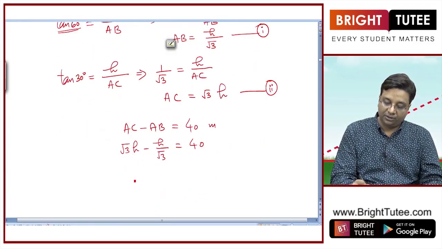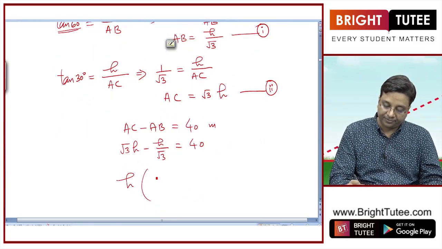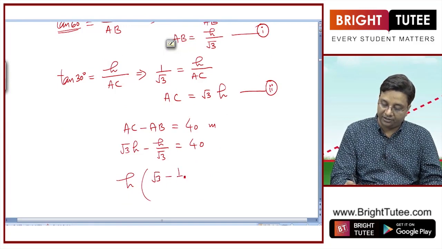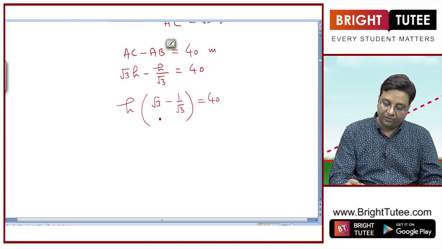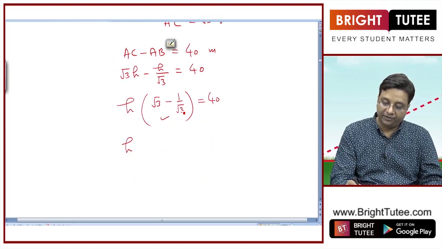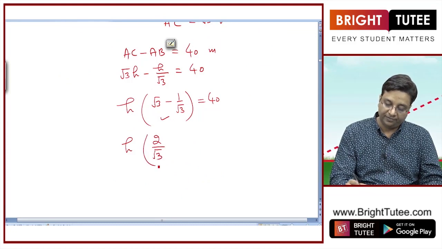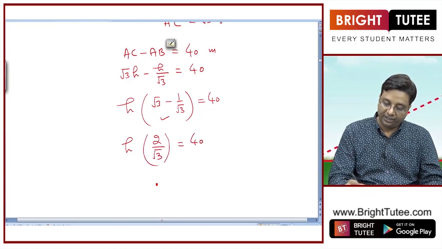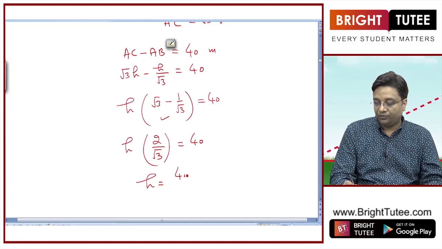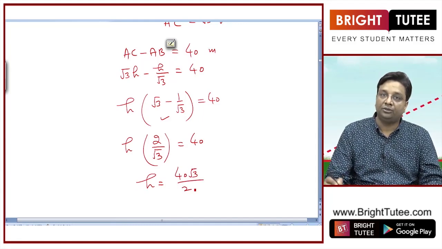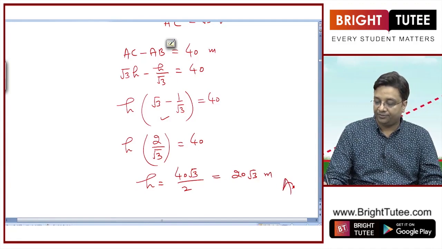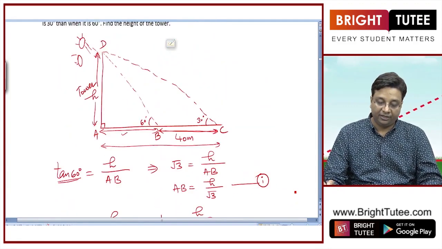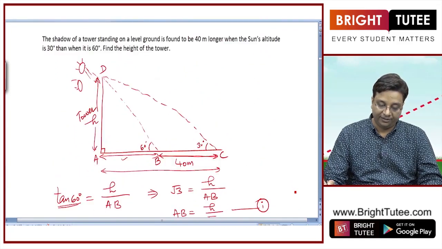Now we just need to take h as common. So this will be root 3 minus 1 upon root 3 equals 40. What is this expression? Let's simplify it. It will be 3 minus 1, 2 upon root 3, which is equal to 40. Hence h is equal to 40 root 3 by 2, that is 20 root 3 meters. So this is the height of the tower, right?